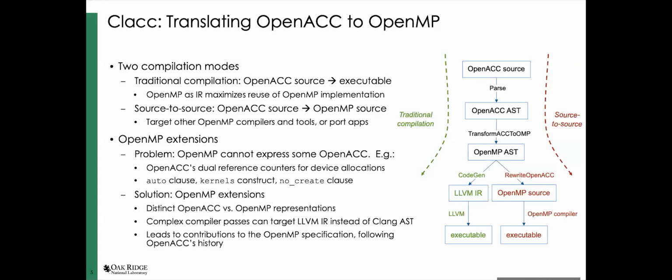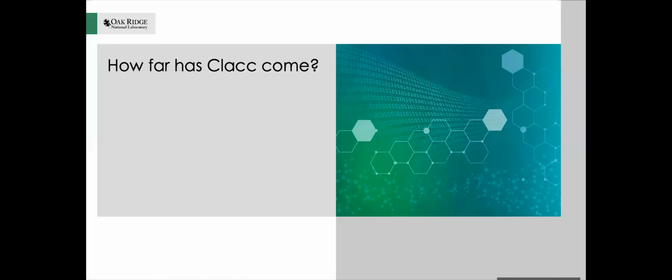In either mode, a challenge is that there are some OpenACC features that cannot be represented in OpenMP. Clacc's solution has been to devise OpenMP extensions as the need arises. For example, we have previously contributed Clacc support for dual reference counters to upstream Clang and LLVM's OpenMP support. So that's a reminder of what Clacc is all about.